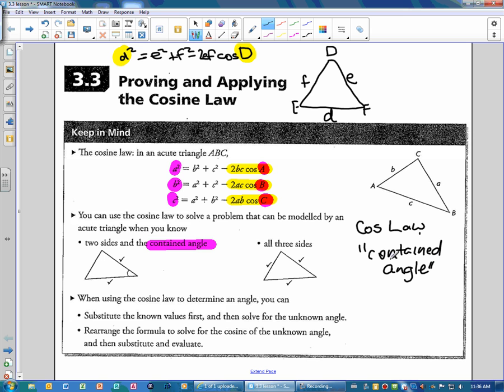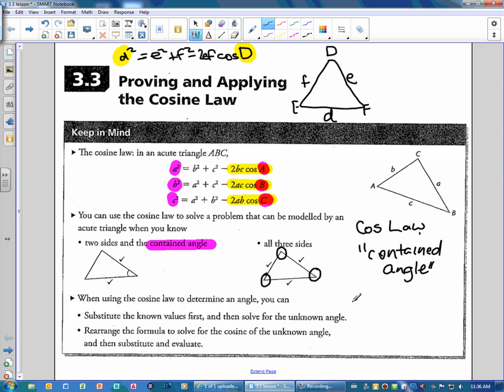There's no contained angle. But there actually would be, because if you knew all three side lengths, you wouldn't be solving for a side length, you'd be solving for an angle. And this angle here would be contained because it's between this known side and this known side. This angle would be contained because it's between two known side lengths. Same, between two known side lengths.